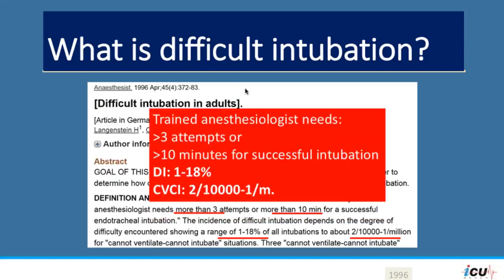Difficult intubation is defined as when a trained anesthesiologist would need more than 3 attempts or more than 10 minutes for successful intubation. It also reported that difficult intubation incidence is 1 to 18%, and there are so many factors which contribute to this. But luckily for us and for our patients, the cannot ventilate, cannot intubate situation is only encountered in 2 out of 10,000 to 1 in a million cases.